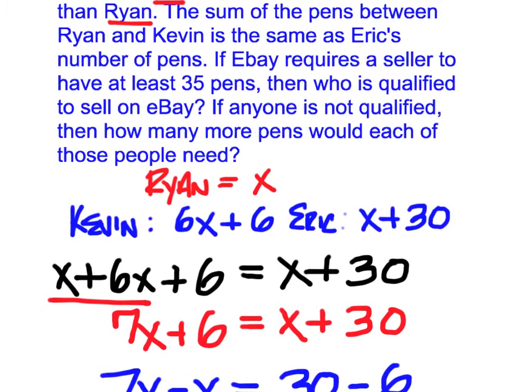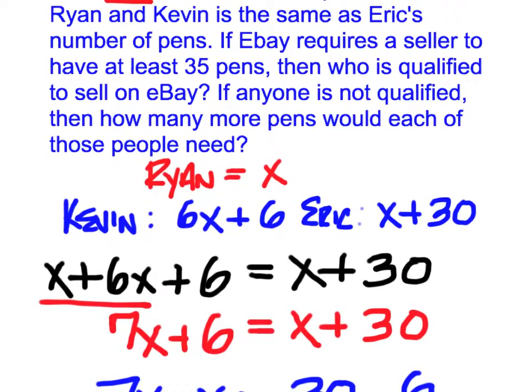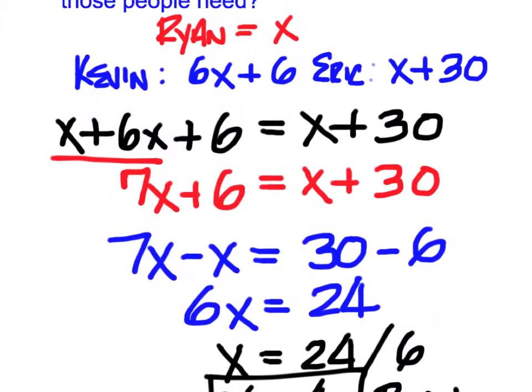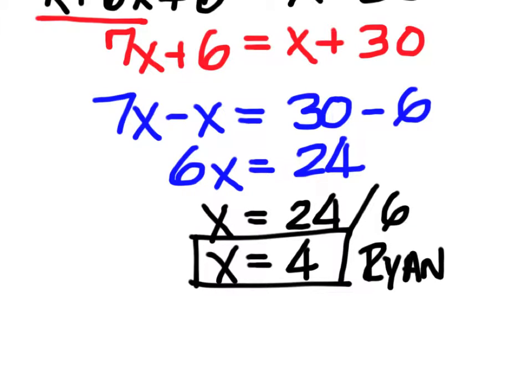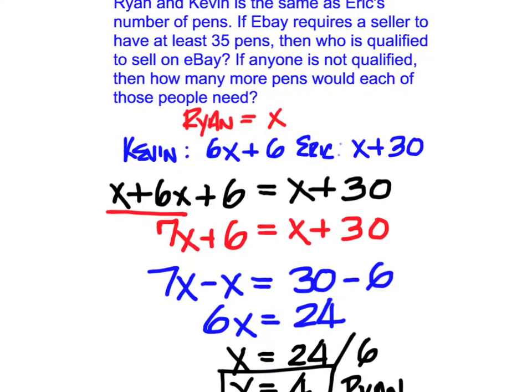The question, if eBay requires a seller to have at least 35 pens, then who is qualified to sell on eBay? If anyone is not qualified, then how many more pens would each of those people need? Well, is Ryan qualified? No. So that's it for that.